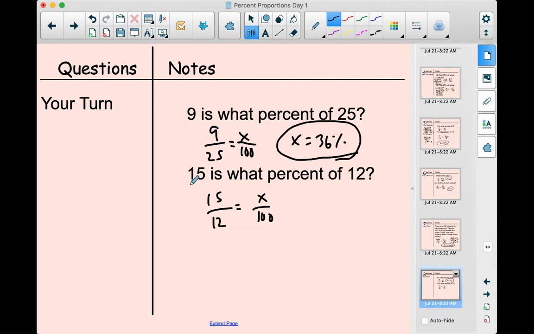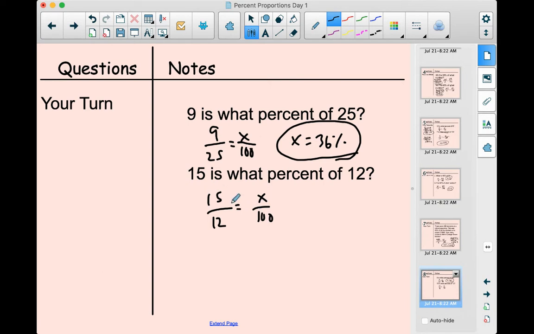Okay, this last one I've saved the work for because I want to show you a little shortcut you may or may not have thought about. It says 15 is what percent, I don't know the percent, of 12. 12 is the number, the whole. So this is, again, one where the part is bigger than the whole, so I should expect more than 100%.